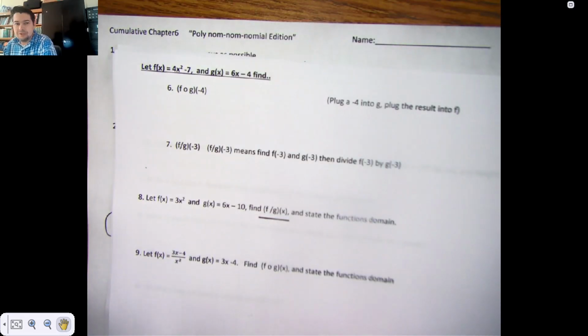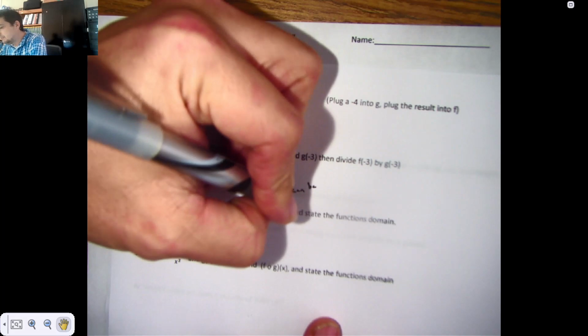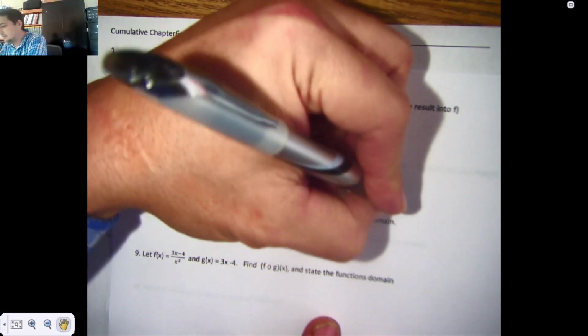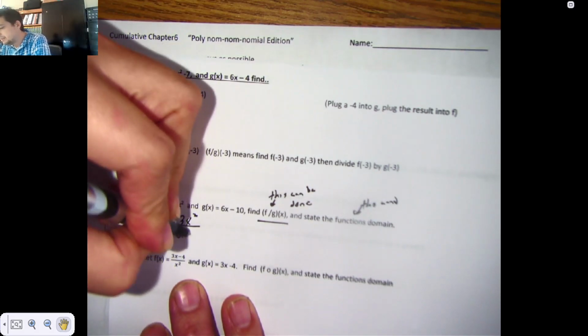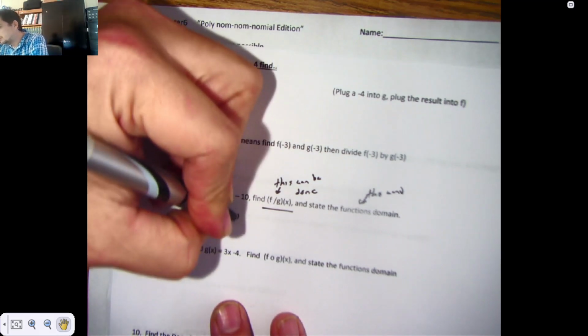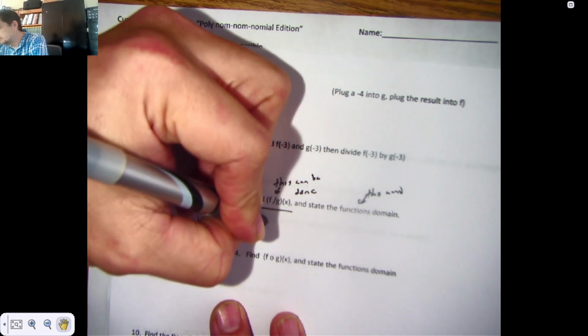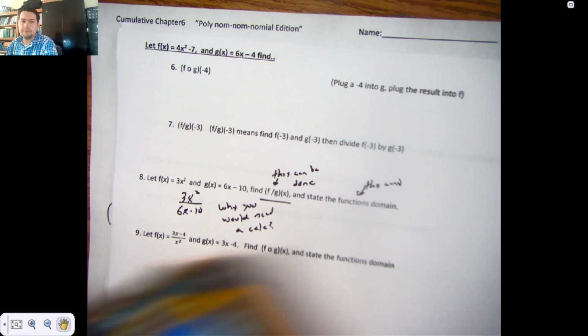I guess this you could find. You can do this in the calculator. This can be done. This can't. The key on this one is 3x squared over 6x minus 10. Why you would need a calculator is beyond me. Why you would need a calculator, I don't know. But you could, some kids just struggle.